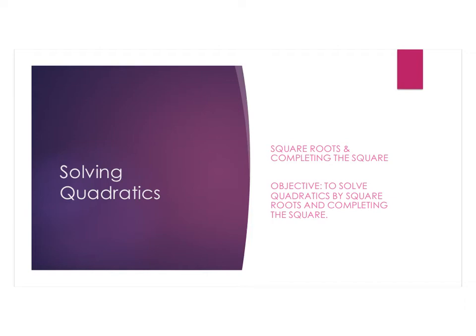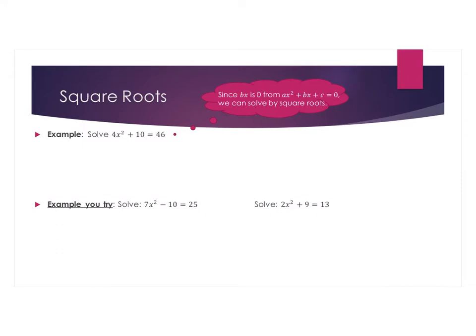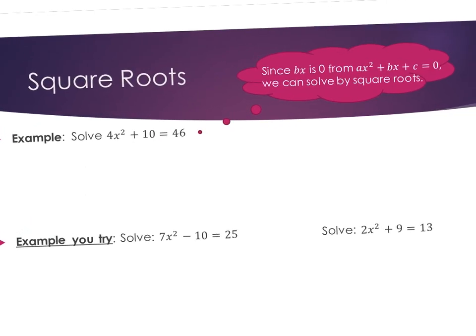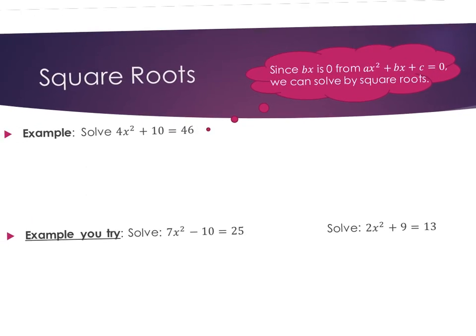Today you'll be solving quadratics by square roots and by completing the square. So first we'll look at solving by square roots. If we look at our example here, we're going to solve the following problem by square roots. And in the thinking bubble, we have, since the term bx is 0 from our standard form, ax squared plus bx plus c equals 0, we can solve by square roots.